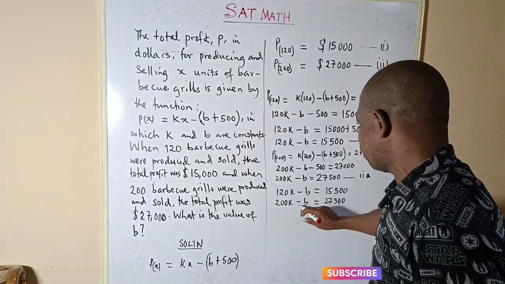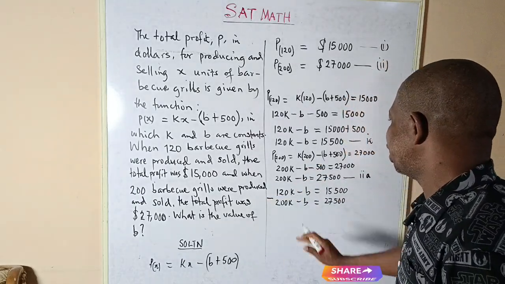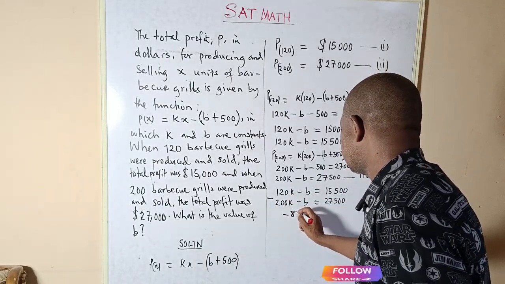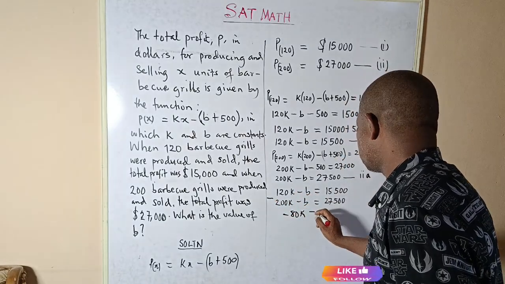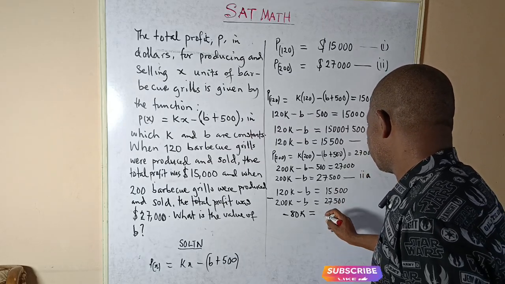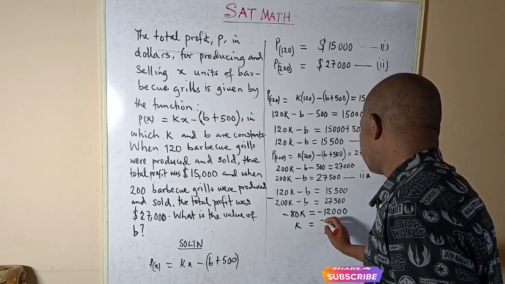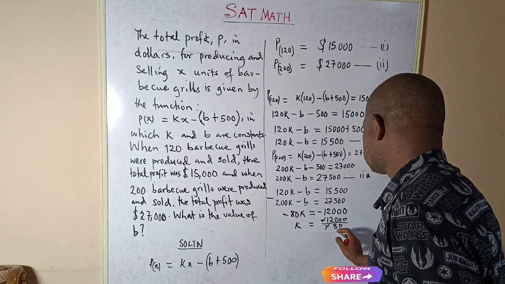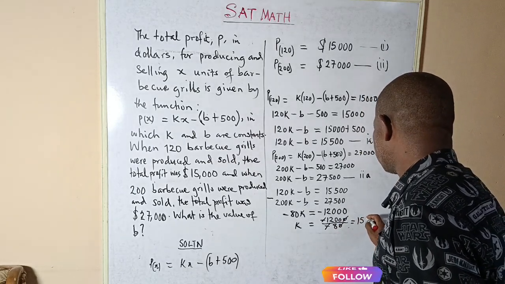And so what we do here, since they have the same signs, it's just easy to subtract the two equations to eliminate B. So 100K minus 200K will give us minus 100K. Minus B minus minus B will be 0. That's eliminated. Equals 15,500 minus 27,500 will give us minus 12,000. And so K will be minus 12,000 divided by minus 100. Minus will go with minus. And then when we divide further, we are going to have 120.